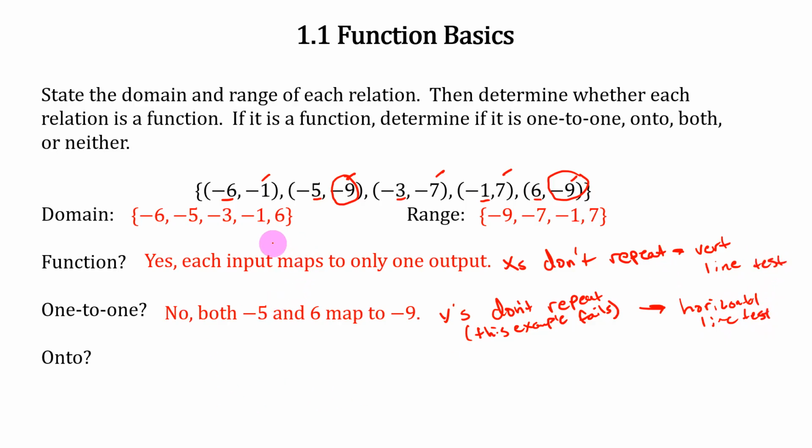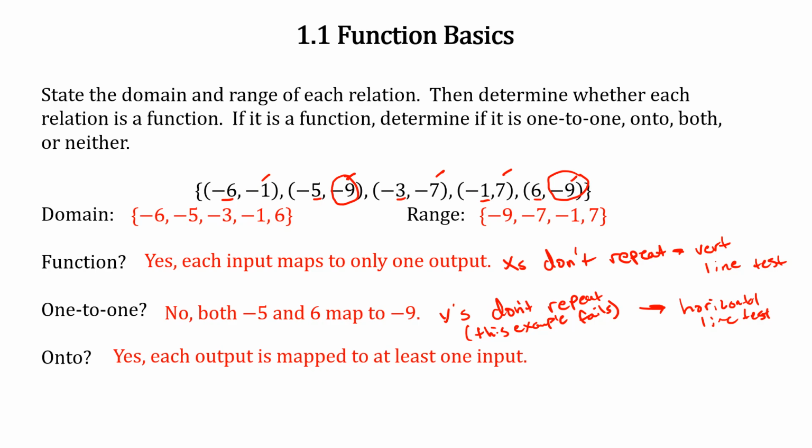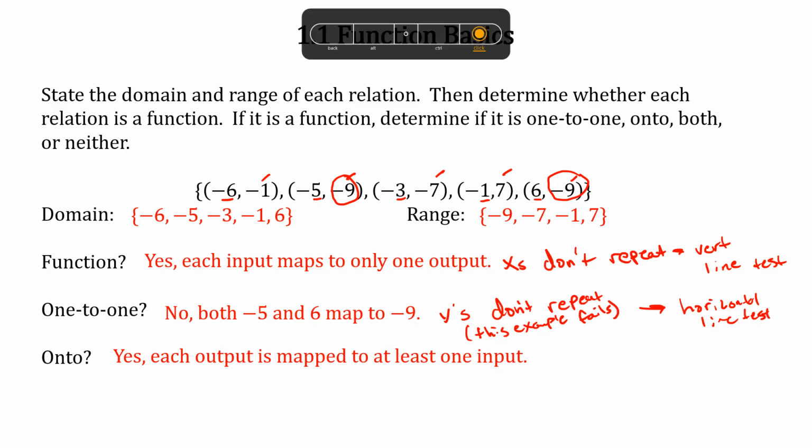Onto, well, we're only given these things. We'd have to have something in the range that has no mapping, and when we're given ordered pairs, that's not going to happen. So each output is mapped to at least one input. So no problems there. All right.